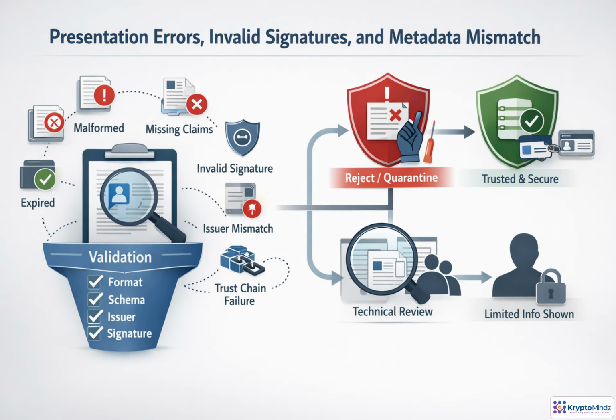Before you trust any attribute, the whole presentation must pass a strict validation pipeline. Check format and schema, confirm the issuer, verify the signature and holder binding, and ensure timestamps, status, and expiry all line up with your trust chain. Anything clearly wrong is rejected or quarantined. Edge cases like metadata or schema mismatches go to a controlled technical review, while users see only minimal, non-sensitive error information.